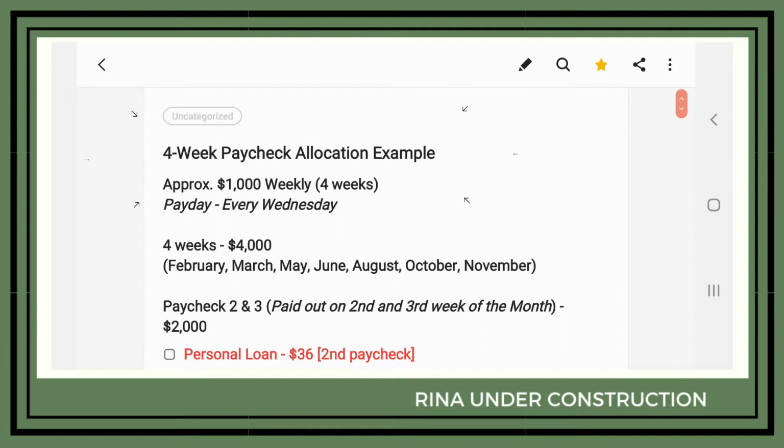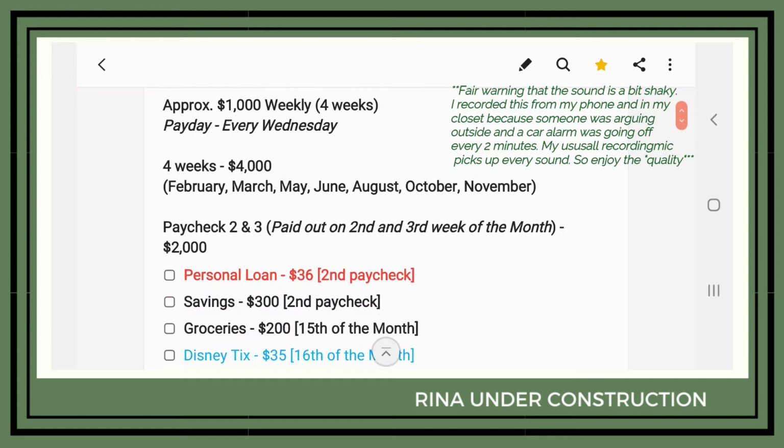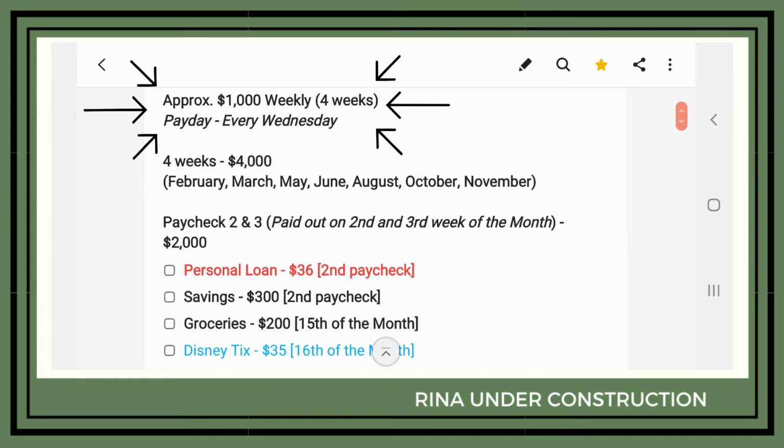So now I'm going to go through the 4-week paycheck allocation example. I'm not going to take too much of your time, so I'm going to go through this really quickly. If you think I'm going too quickly, just change the speed down so that you can understand exactly what I'm saying. So the first part of this is the salary, the weekly salary.